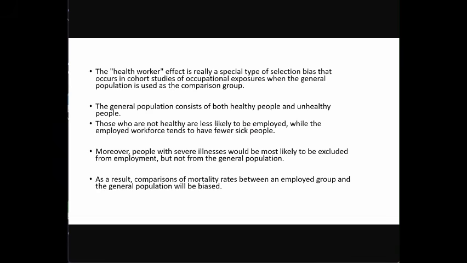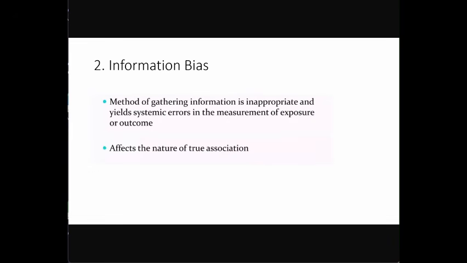So the healthy worker effect is usually a special type of selection bias that occurs in cohort studies of occupational exclusion when the general population is used as a comparison group. So you can never use the general population because they are not the same already.